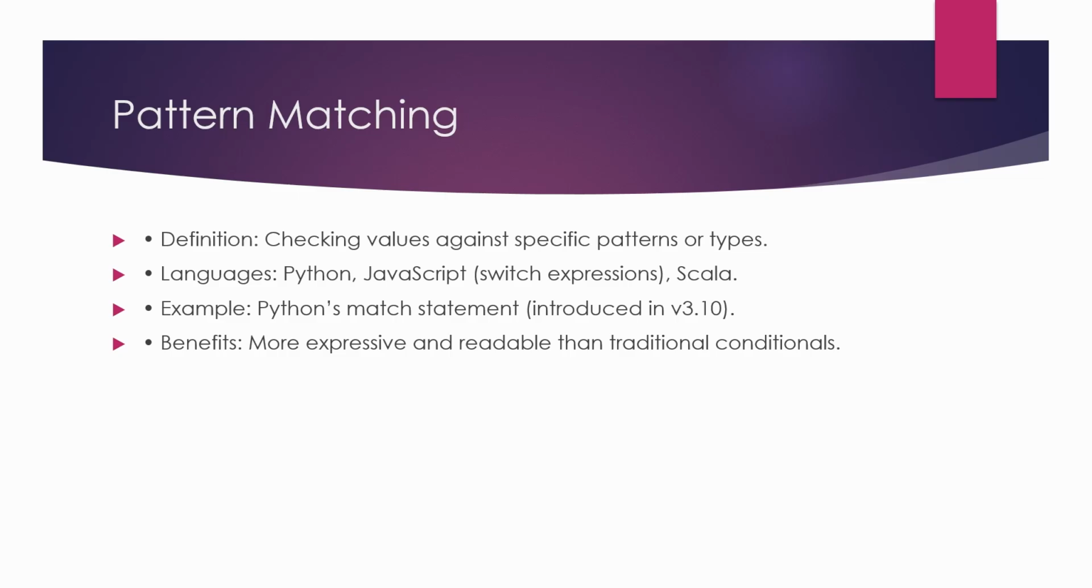Pattern matching is another advanced feature that allows you to match values against patterns or types. It makes conditional logic more expressive and readable. In languages like Python, JavaScript, and Scala, pattern matching provides a more intuitive way to handle complex conditions. For instance, Python's match statement, introduced in version 3.10, allows you to match variables against patterns directly, making code much more elegant compared to traditional if-else or switch statements.